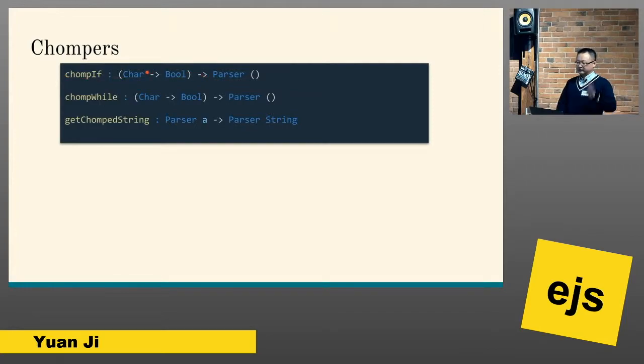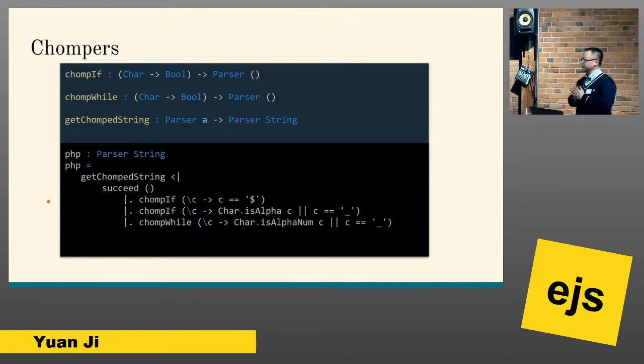Chop if: I grab one character, and I use the function to see if that character meets my predicate. If it's true, right, not error. Chop while: I keep grabbing the character, and I use that predicate function to see if it meets my predicate. If it's true, I keep going, keep grabbing. If it's false, I stop. And get chop string: whatever I have this parser chop, I will get the string back.